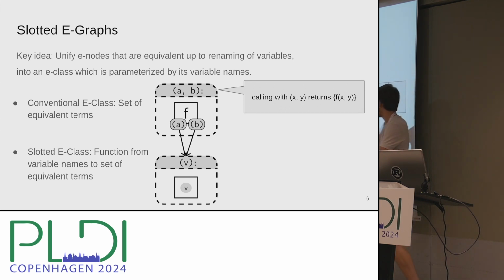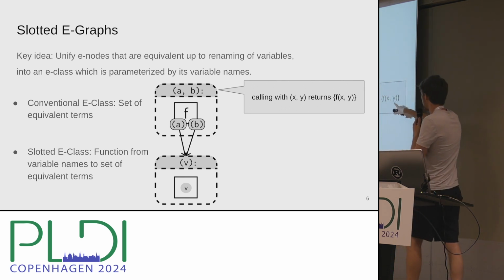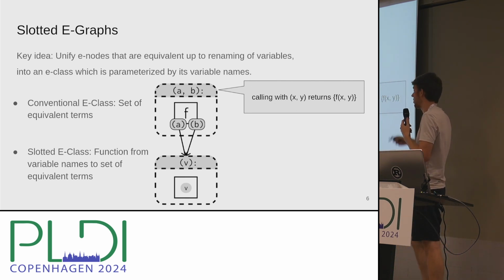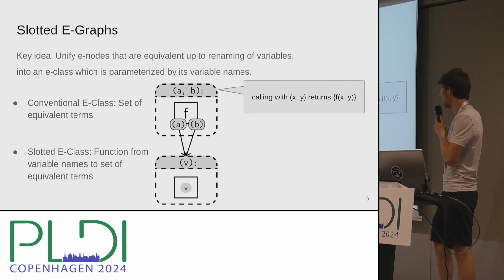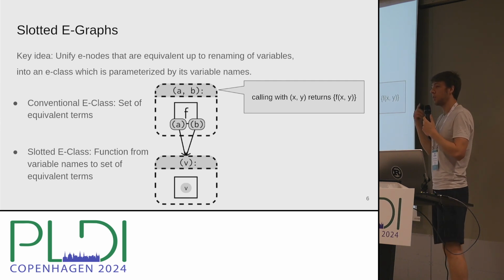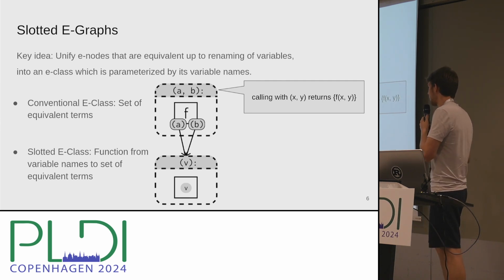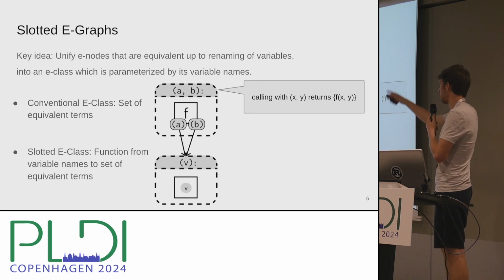And we will see that it yields the set of equivalent terms, in this case just one, because it's quite a boring e-graph, f of x and y. This really just happens by passing x and y through, seeing where this goes, and then seeing what the result comes out to be. So slotted e-classes really are just functions from the parameters to an equivalence class of terms.